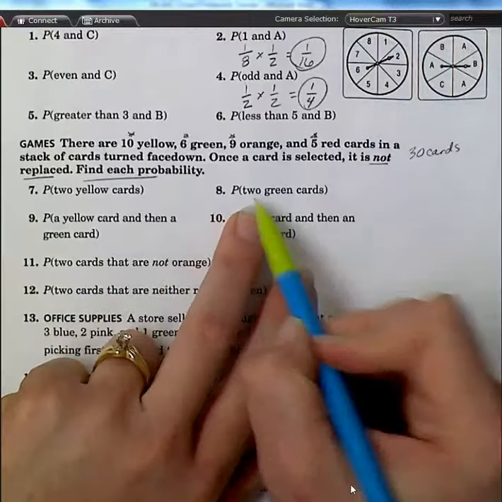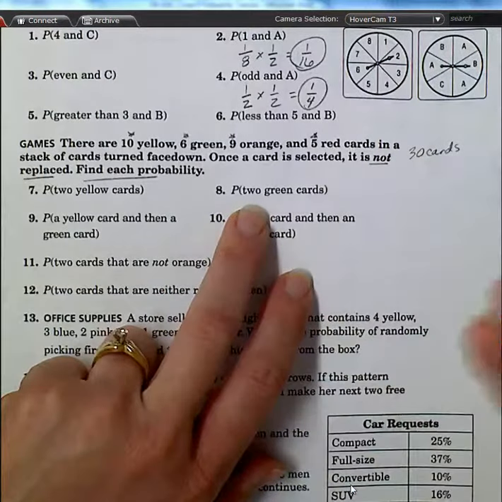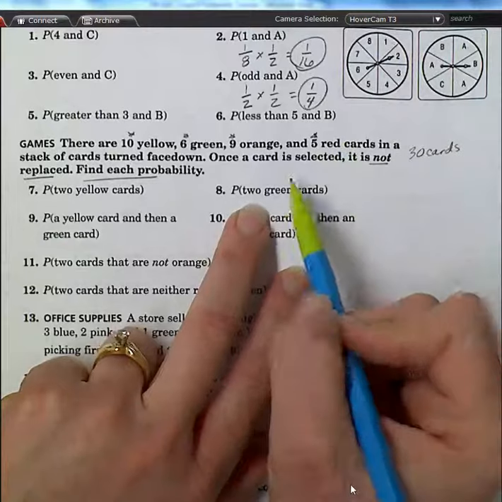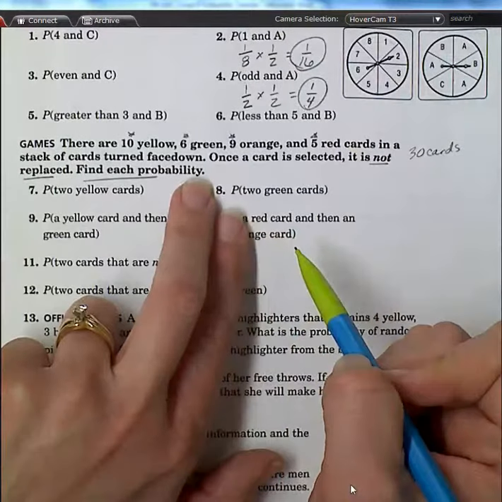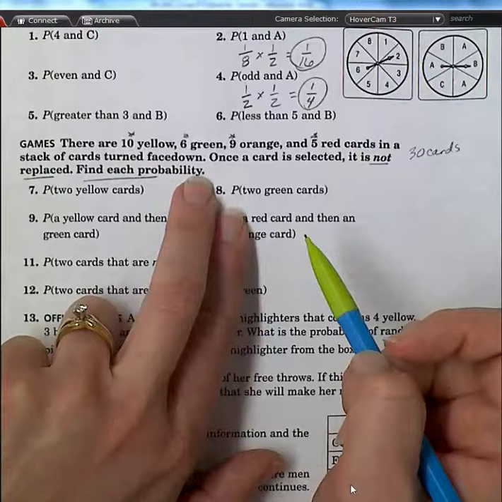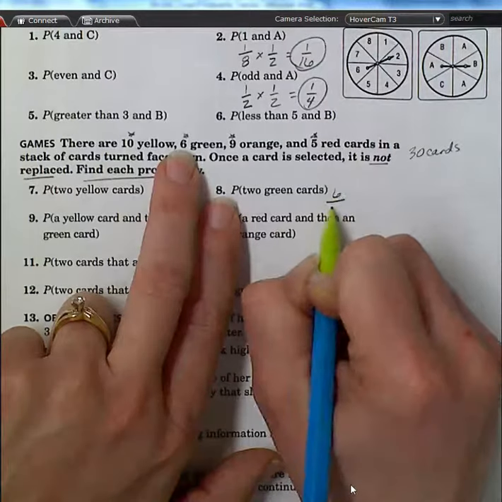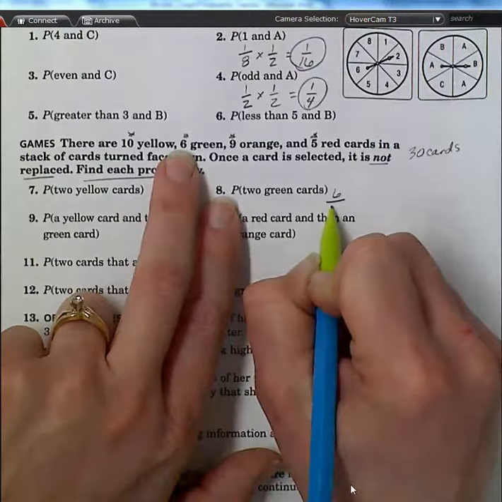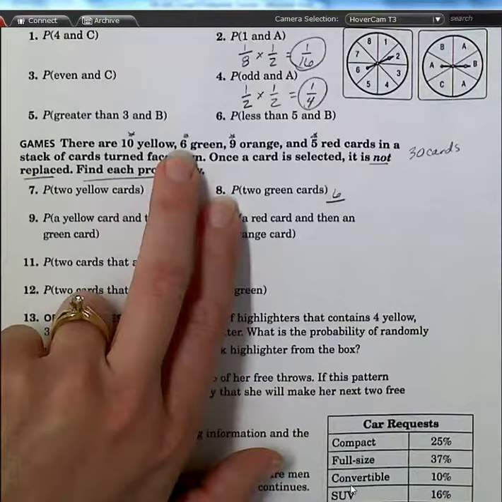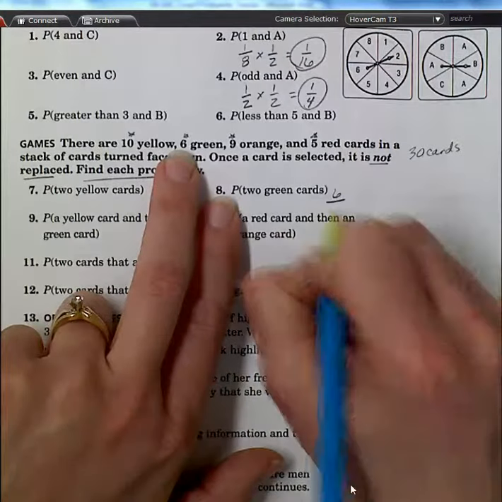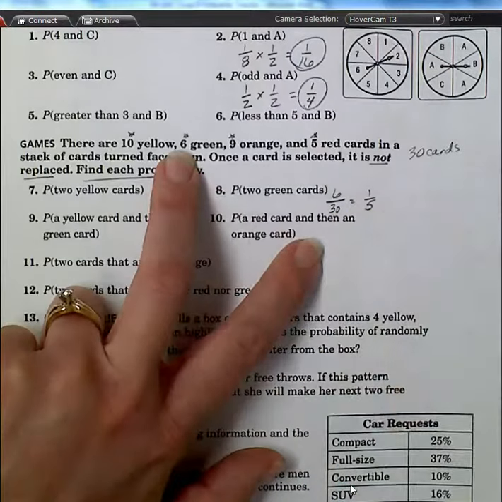So the probability of picking 2 green cards, we're going to do one thing at a time. What's the probability of getting a green card the first time? How many green cards are there? 6. So there are 6 green cards out of how many total? How many cards are there? 30. Yeah. 1/5. I like that. I'm going to make that one 1/5 already.